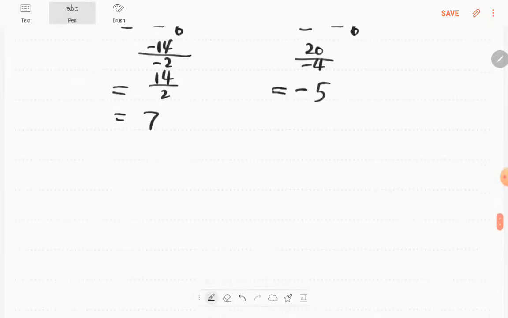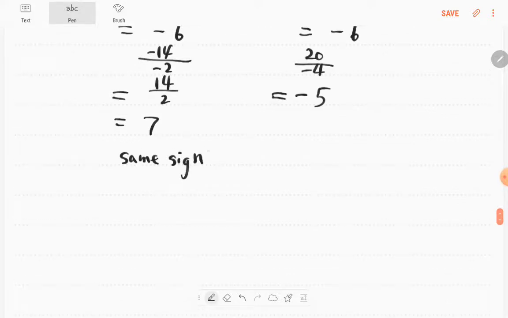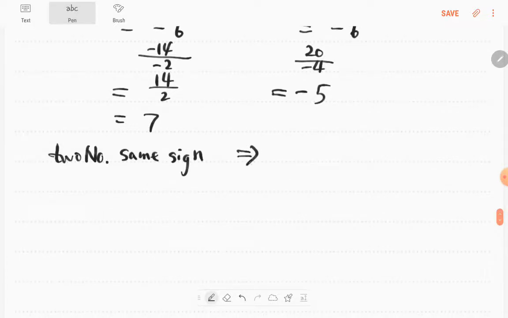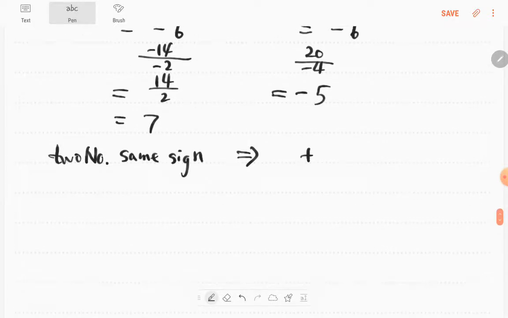So they are very similar to the multiplication. Still, same sign. Two numbers with same sign will get positive result. Two numbers with different signs will get negative result.